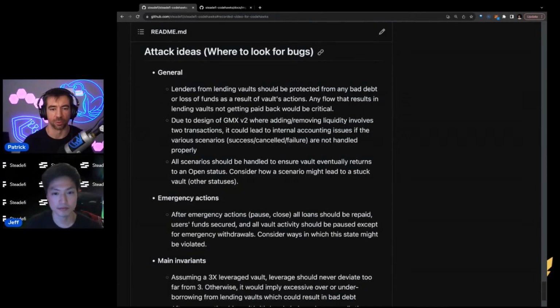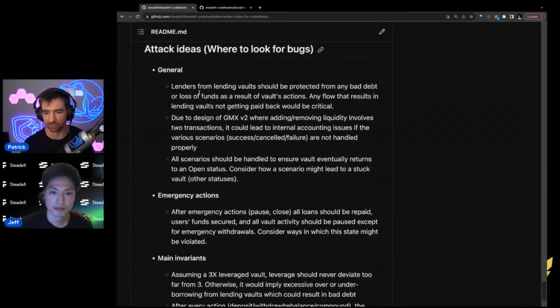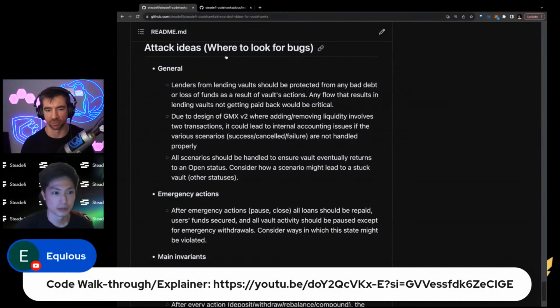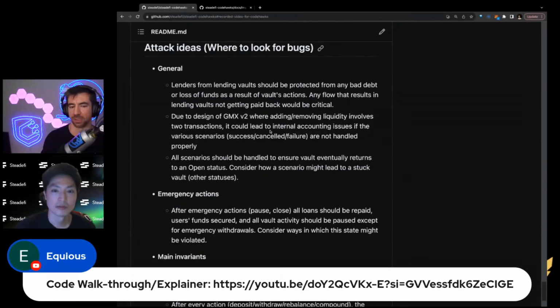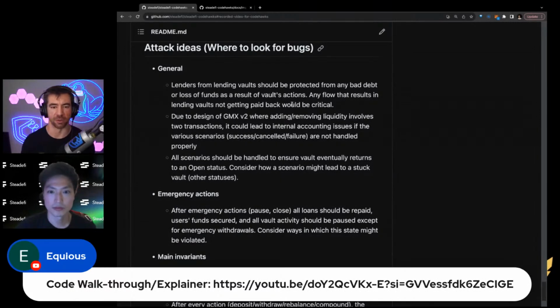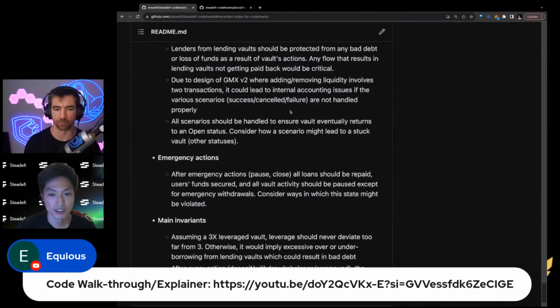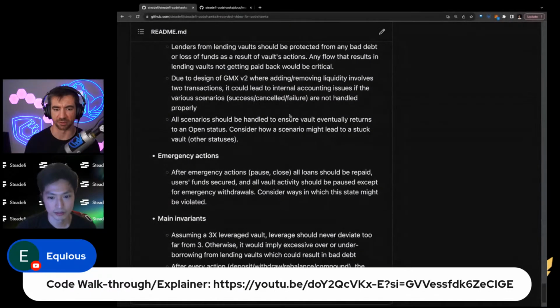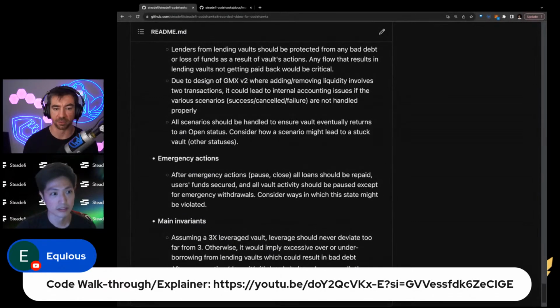All right, cool. So that was one of the best attack ideas. Somebody asked, where is the video to find the recording? Equious posted the link. It is also in this README. There are more attack ideas on where to look for bugs. Definitely be sure to give this a read, everybody who's watching this, because this is where the ideas are. They did phenomenal work, even talking about the main invariants.